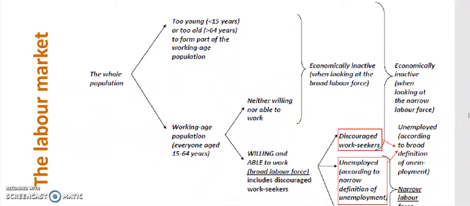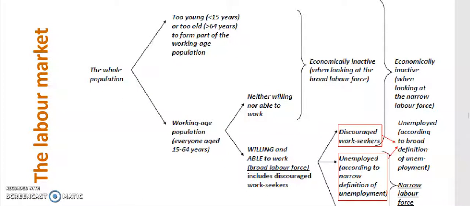So this is the labor market. This is the whole population of South Africa. And then we have people who are too young or too old to form part of the working age population. That is, people who are younger than 15 years old and people who are older than 64 years old. On the other hand, we have the working age population. That is everyone who is aged between 15 and 64 years old.